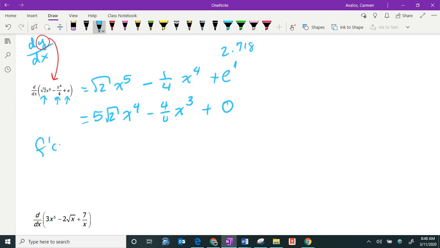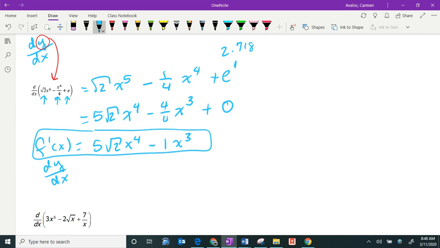So this is f prime of x, or the dy dx, either one would be right. Of this is going to be 5 square root of 2 x to the fourth minus 1 x to the third, and then that's 0. And so that is all we have to worry about. If you look at it, a fifth degree went to a fourth degree, went to a cubic, a constant went to nothing. Very good.